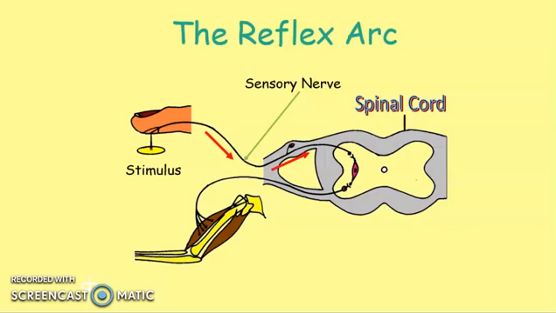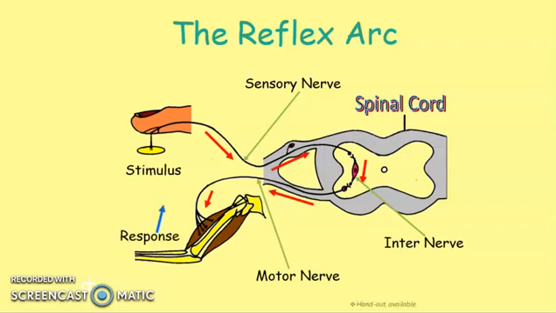Within the spinal cord, the impulse jumps across from the sensory neuron to an interneuron, like so, and at the other end of the interneuron, the impulse then jumps directly to a motor neuron, which takes the impulse to an effector, such as in this case a muscle, which brings about a response, the response being that the hand is drawn away from the drawing pin.